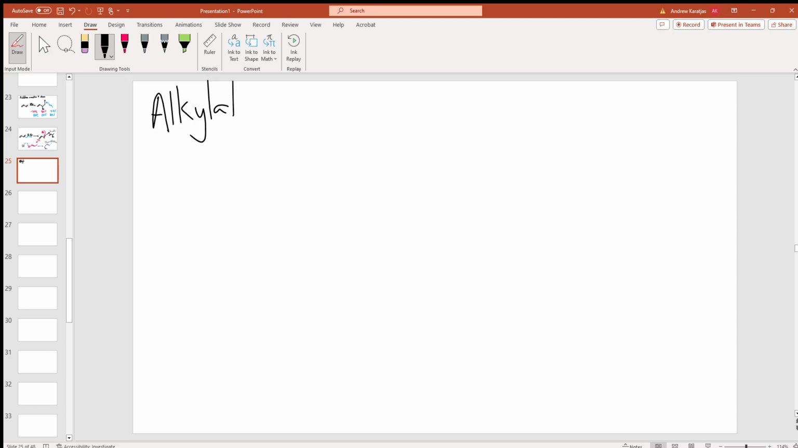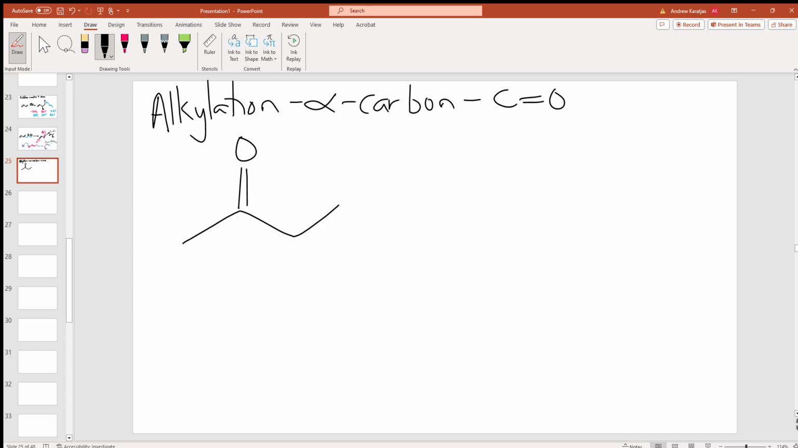One way that we can make carbon-carbon bonds fairly easily is through an alkylation reaction, and specifically an alkylation at the alpha carbon to a carbonyl. This reaction can be done with any number of different carbonyls, but requires two basic steps. One is the formation of an enolate with base, and then the second is the addition of an alkyl halide.